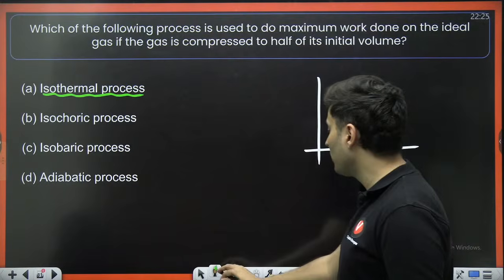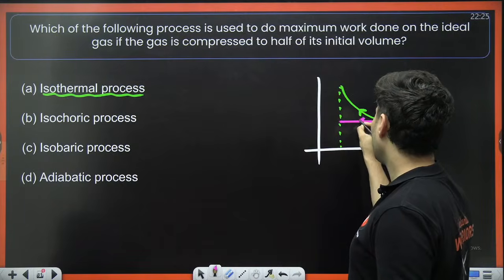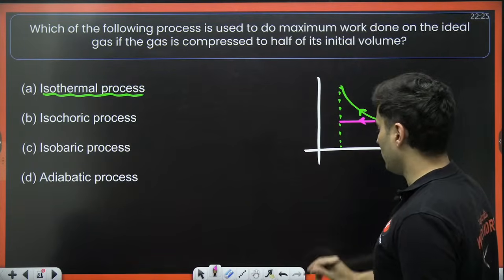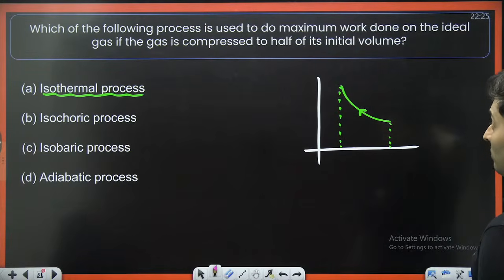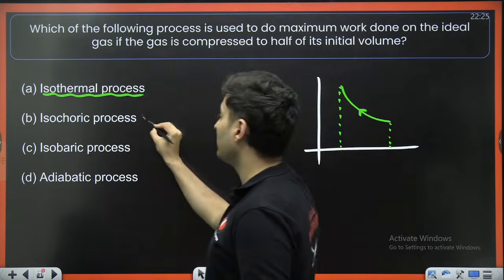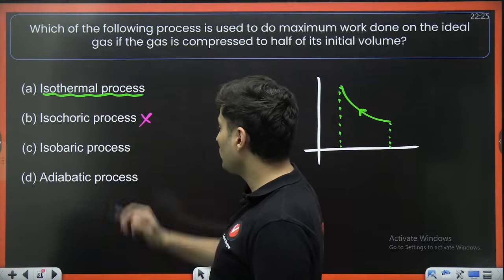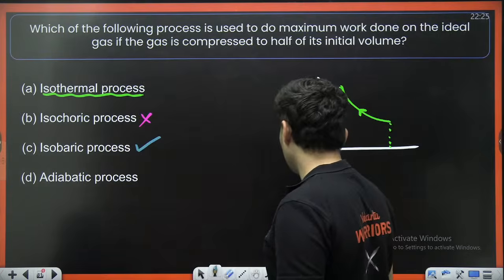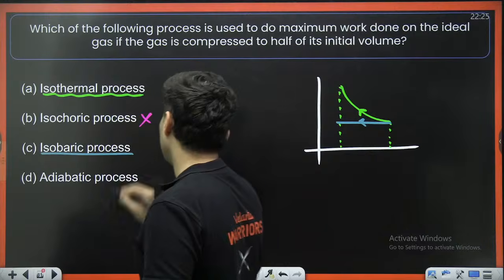For isochoric process, it will be like this, correct? Oh, sorry, isochoric, my bad. I can't compress it only to half the volume, so this is even invalid, because how will you do it isochoric if the volume is constant? Isobaric is possible. Pressure is constant, we can do this. So it will go like this. So this will be isobaric process.